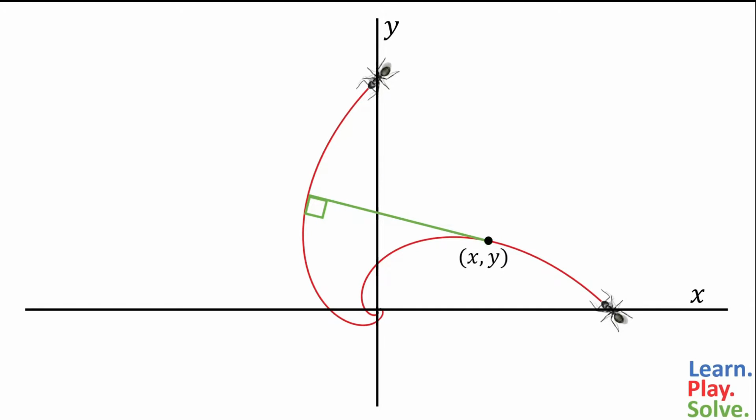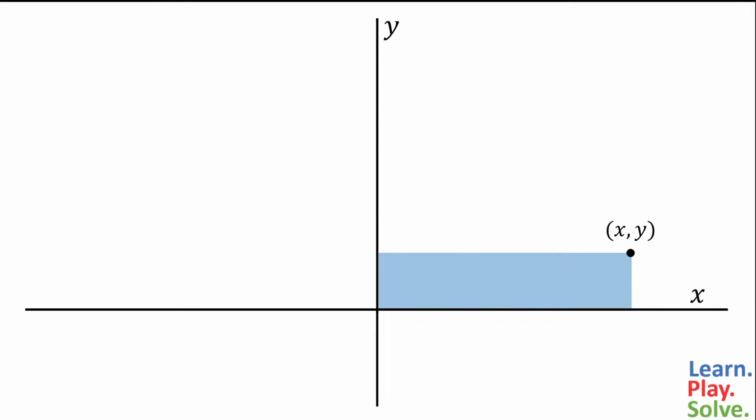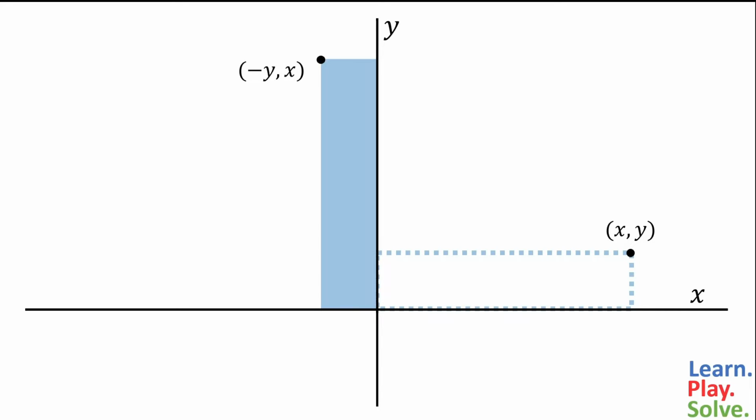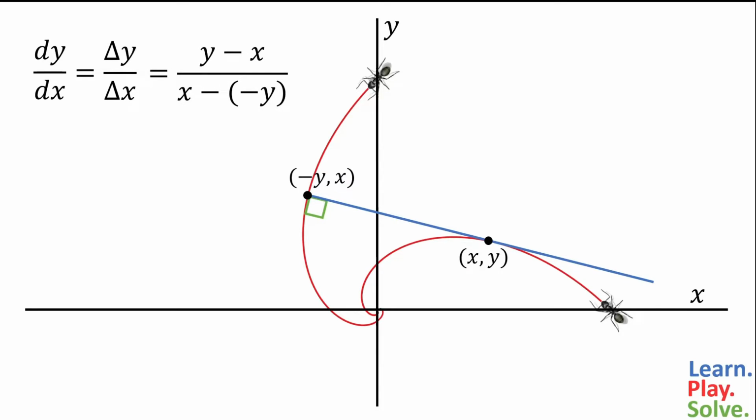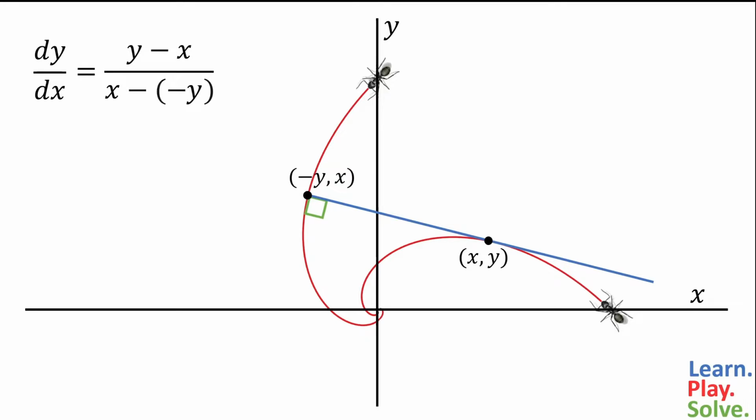Let's label a point on this curve (x, y). Taking a point and applying a quarter-turn rotation will yield a new point, (negative y, x). That gives us enough information to state the general slope of the tangent line, or the derivative, which is the change in y values over the change in x values. So we have (y minus x) over (x minus negative y), or (y minus x) over (y plus x).